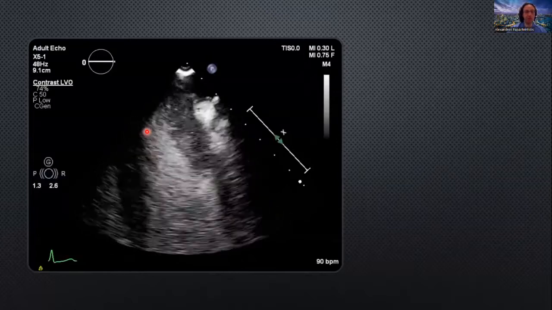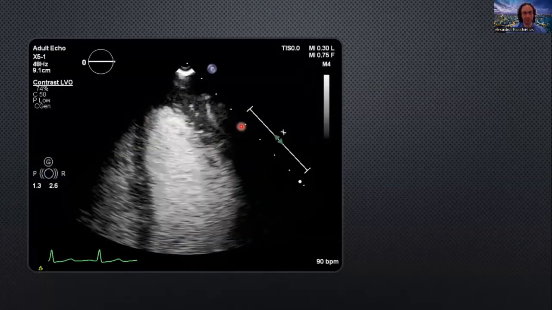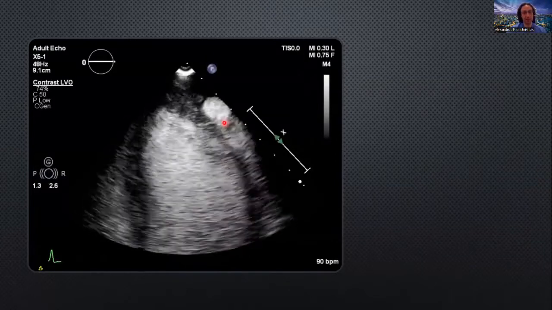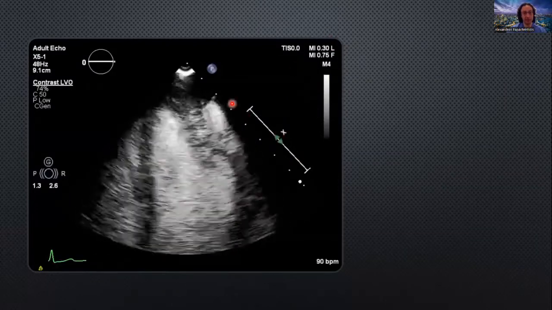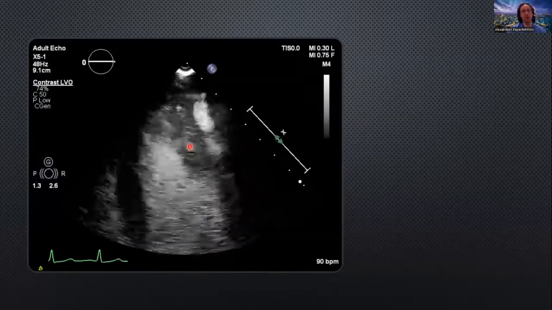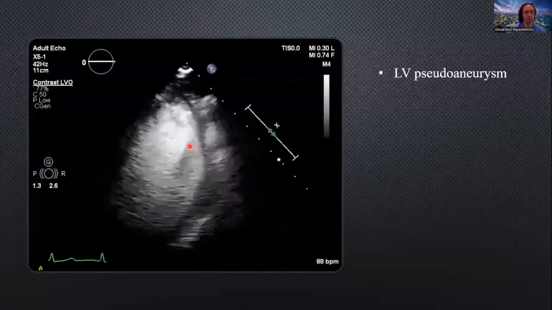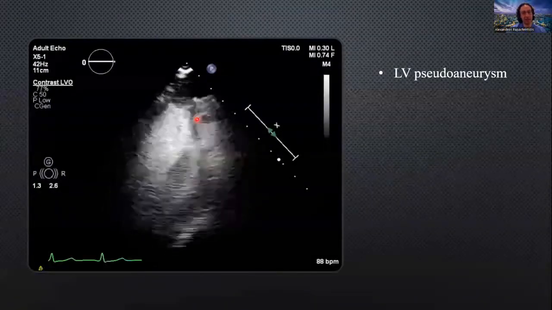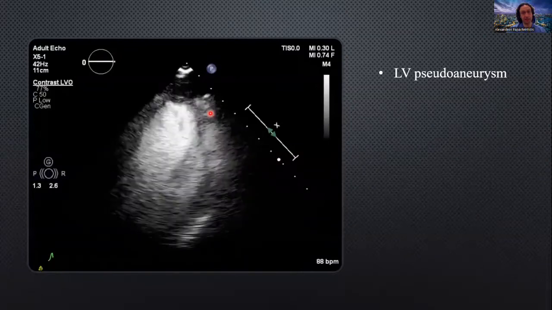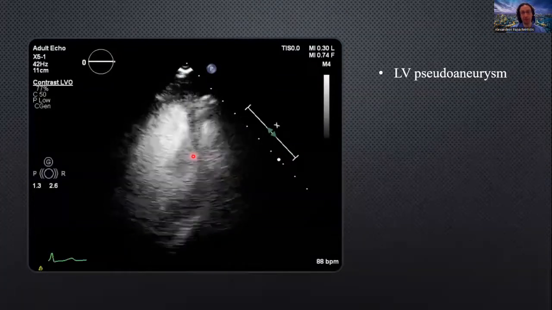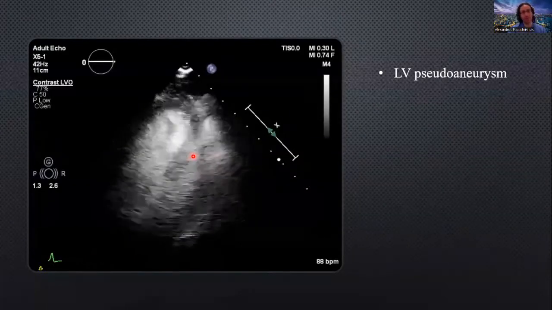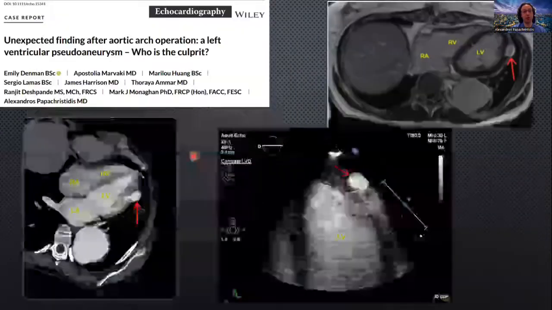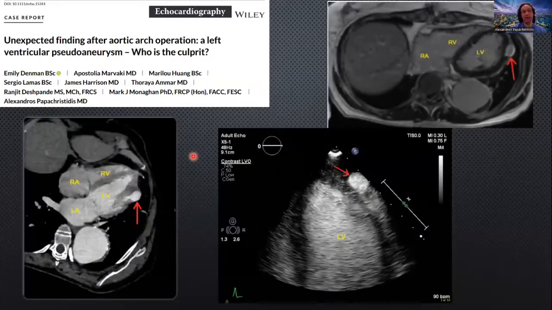So using contrast, the acoustic settings were perfect. The mechanical index was 0.3, and you had to reduce it. We focused at the apex, and that showed there was communication between the cavity and this cavity around the heart, which was a left ventricular pseudoaneurysm. A very unexpected finding, and it was related to the surgery. It was caused by the left ventricle.